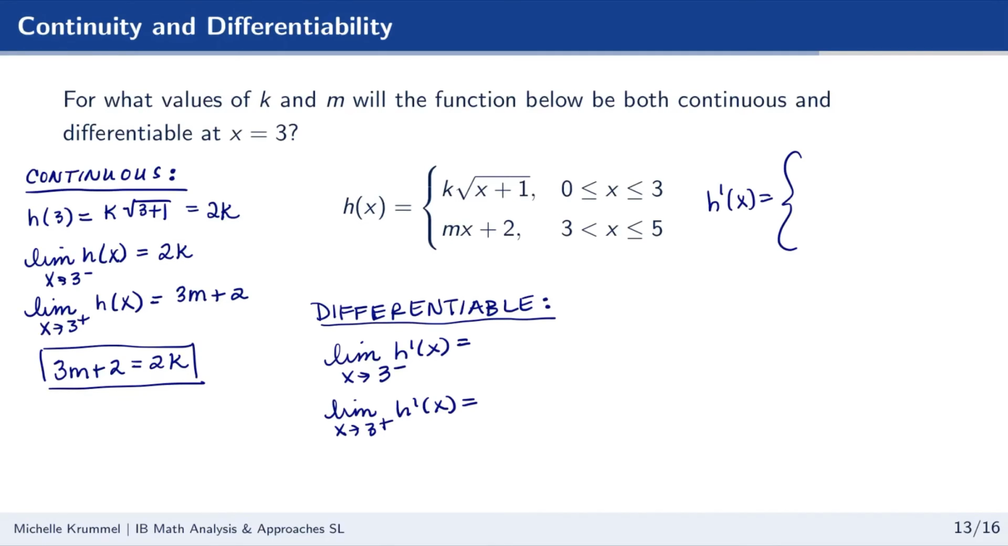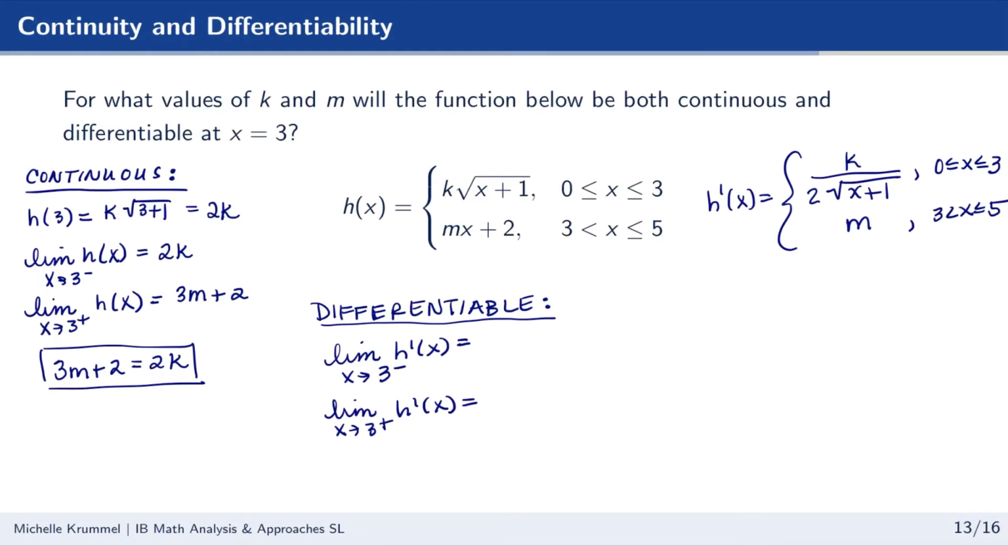The derivative of k times the square root of x plus 1 is k over 2 times the square root of x plus 1 on that same interval, so from 0 to 3. And then the derivative of mx plus 2, you should be able to do that one in your head because that's a linear function, and you know that the slope of a linear function is just the m that we're seeing as the coefficient of the x. So 3 less than x less than or equal to 5.